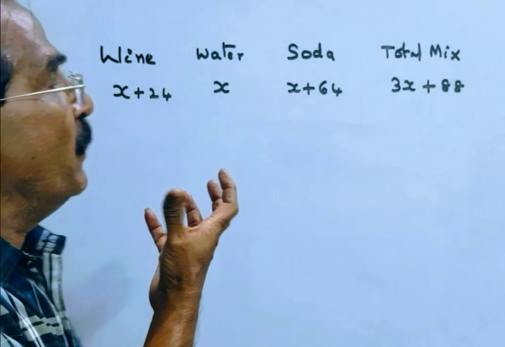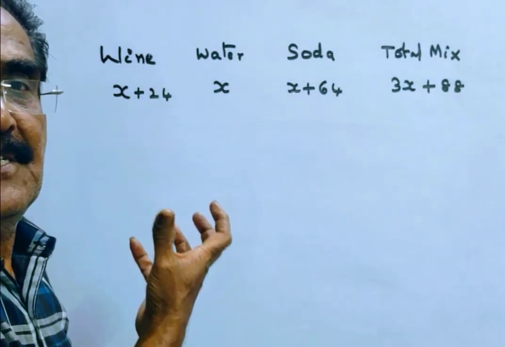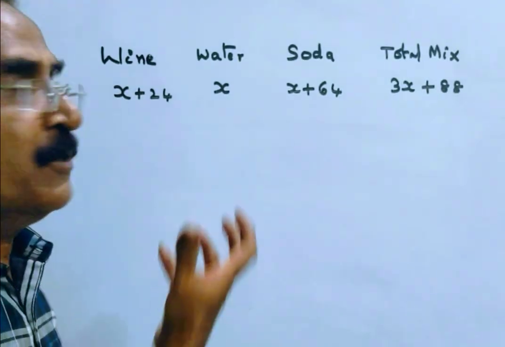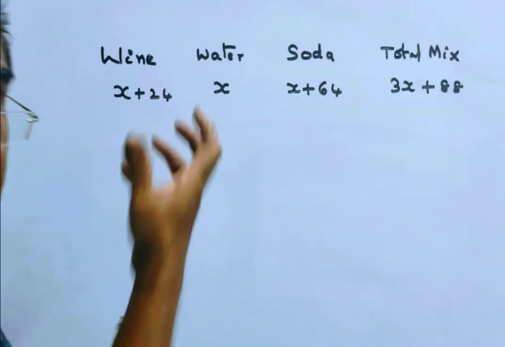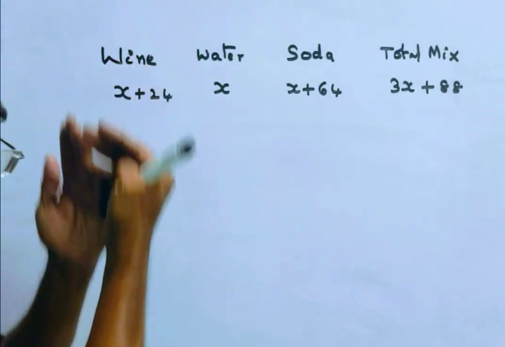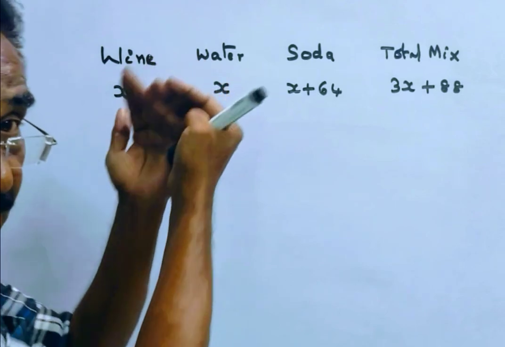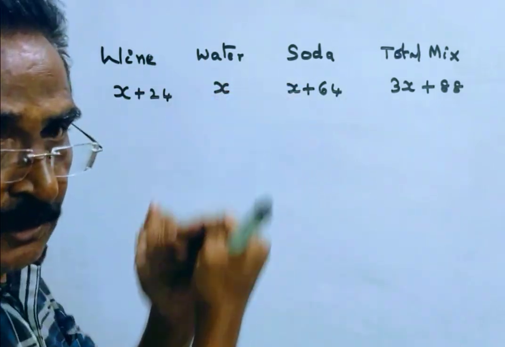Friends, now 20% of this mixture is replaced. That means 20% of the mixture is drawn. Friends, if 20% of the mixture is drawn, then 20% of wine will be drawn, 20% of water will be drawn, 20% of soda will be drawn.